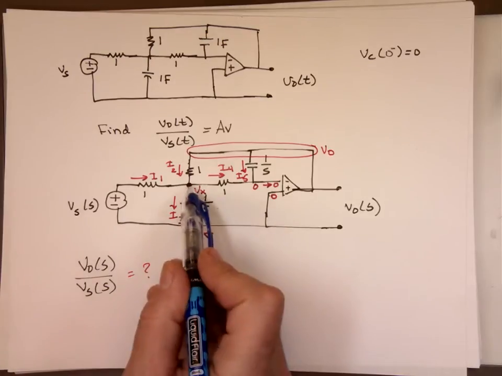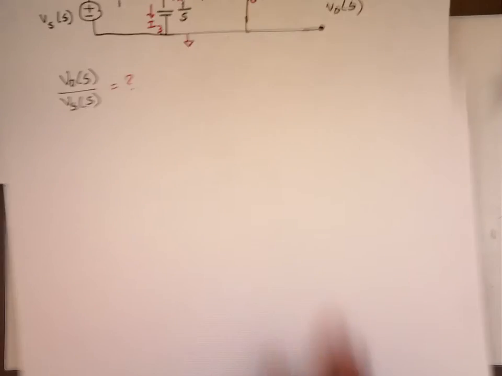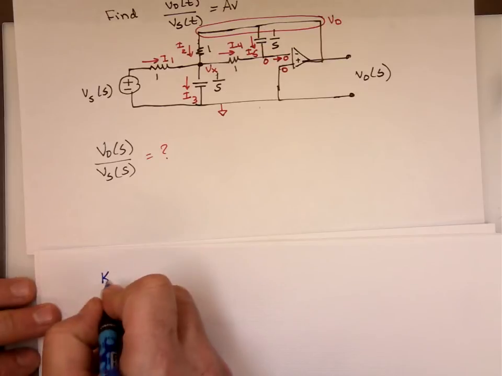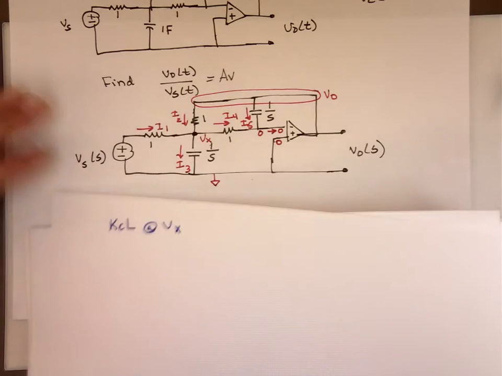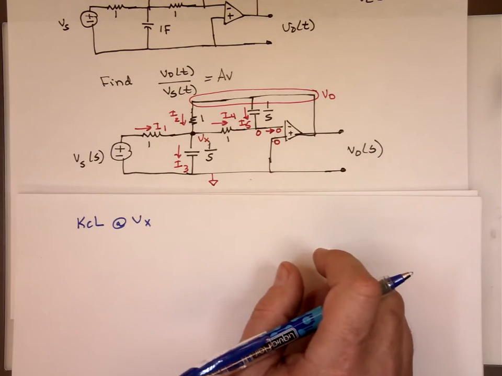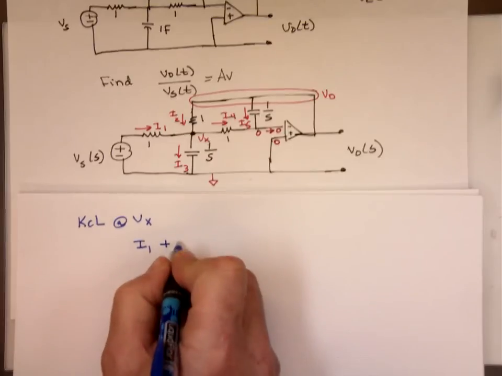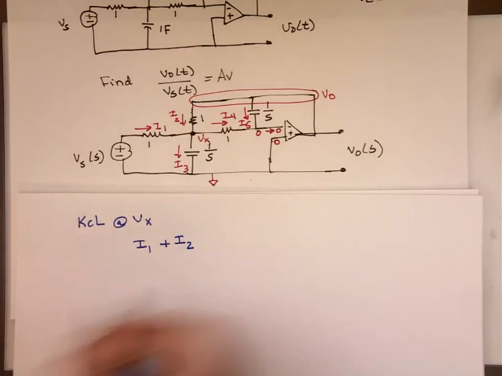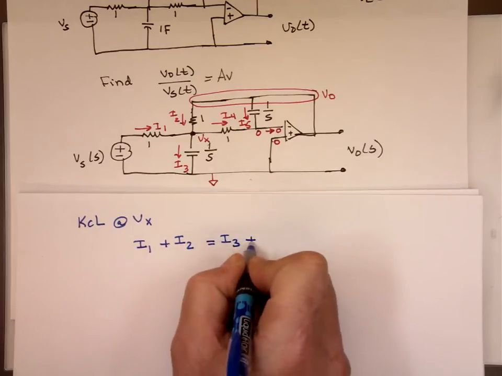I'm going to do KCL at this node. KCL at Vx. KCL says if you add all the current going in to that node, it should equal all the current leaving that node. What is going into that node? I1 plus I sub 2. And what's leaving that node? I sub 3 plus I sub 4.